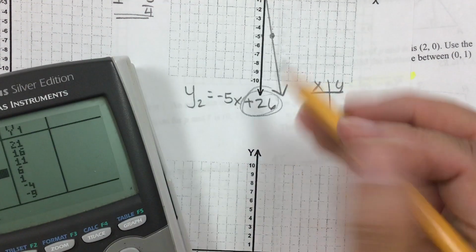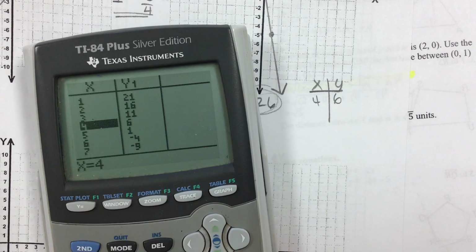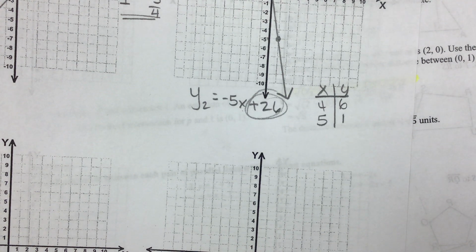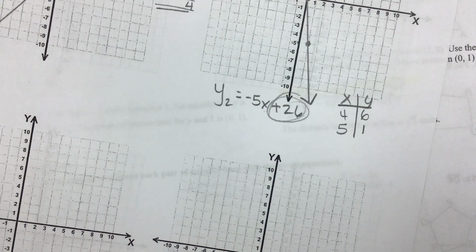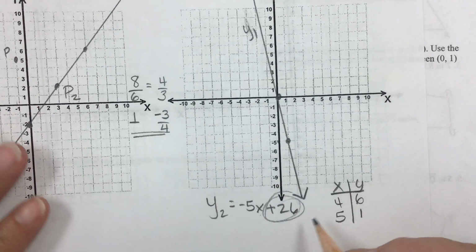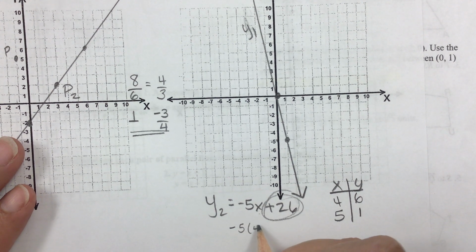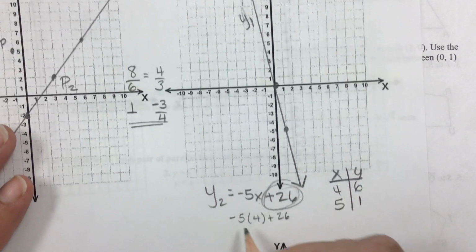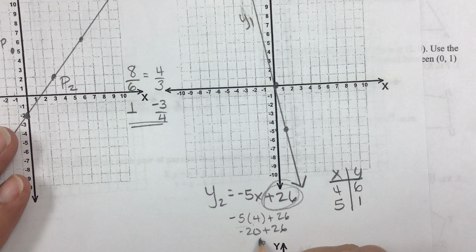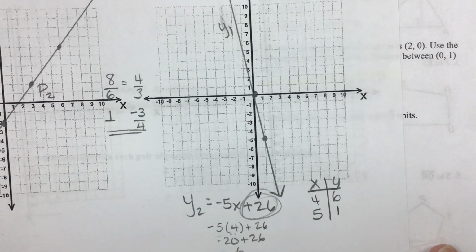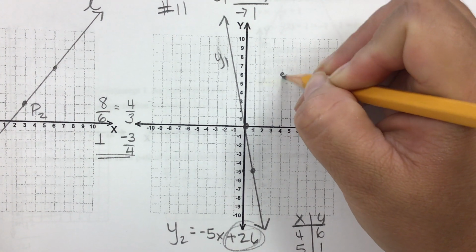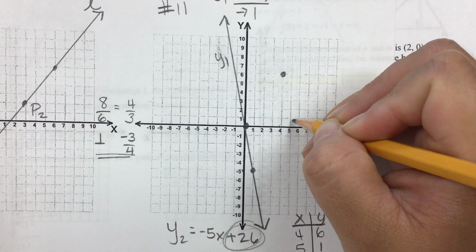4, 6, and 5, 1 are points on that graph, so we can plot those points. The other way that I was telling you is that you could plug it in. Negative 5 times 4 plus 26. Well, that becomes negative 20 plus 26, which is a positive 6. And that's how you got the ordered pair 4, 6. Once you have those 2 points, you can plot them: 4, 6 and 5, 1.